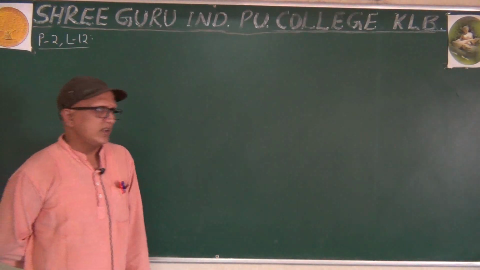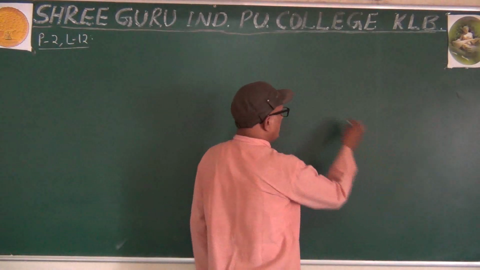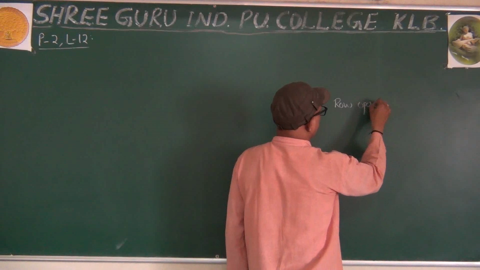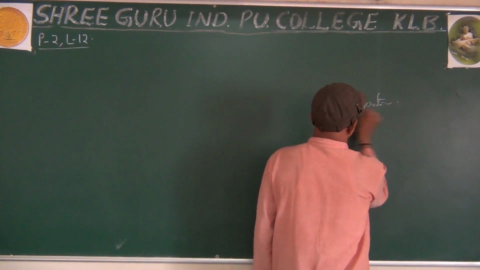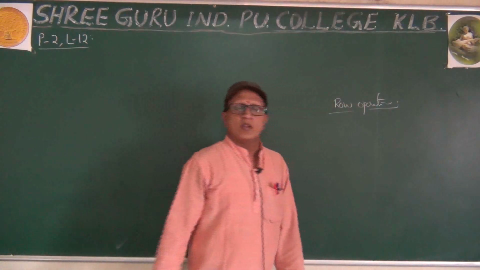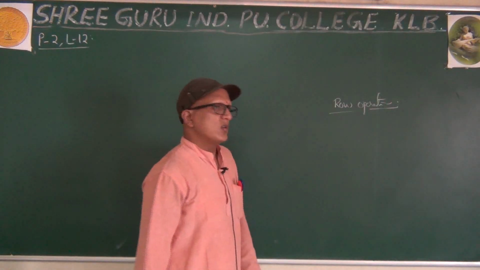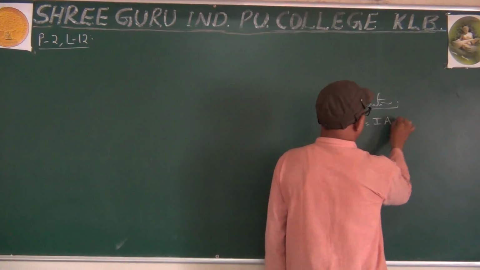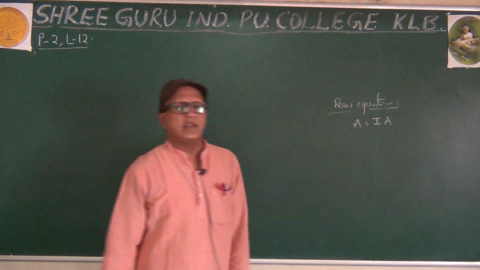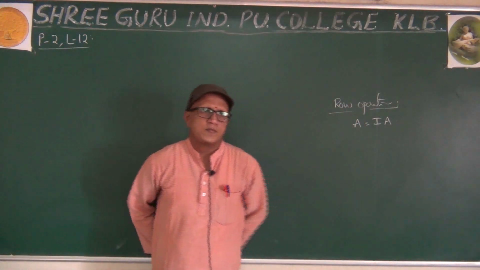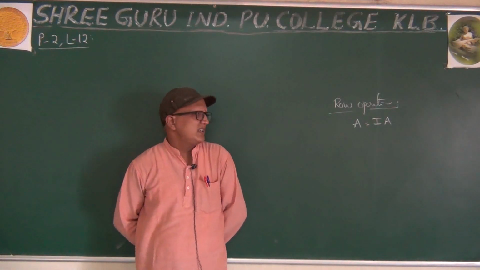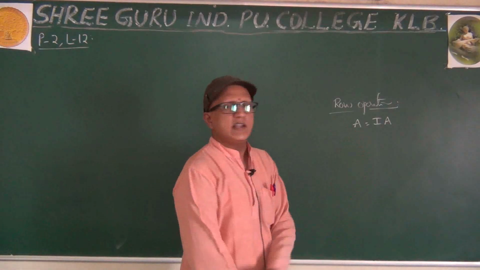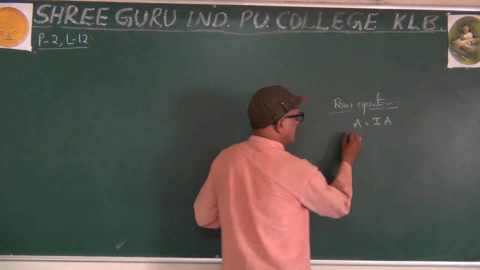Here one more thing I have to tell you. Whenever you want to follow row operation, row transformation, then in the beginning you have to write A equal to IA. What is this A equal to IA? For example, A is any given matrix.